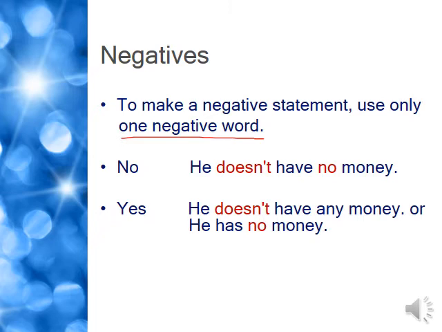For example, sometimes some students make this mistake. He doesn't have no money. Here I use doesn't and no at the same time. So this is the wrong form. But I can use only one. He doesn't have any money. So instead of no, I use any. This is correct. Or I can say he has no money, so I used no. So only one negative word. Here doesn't is the negative word, and here no is the negative word. So it's only one negative word.